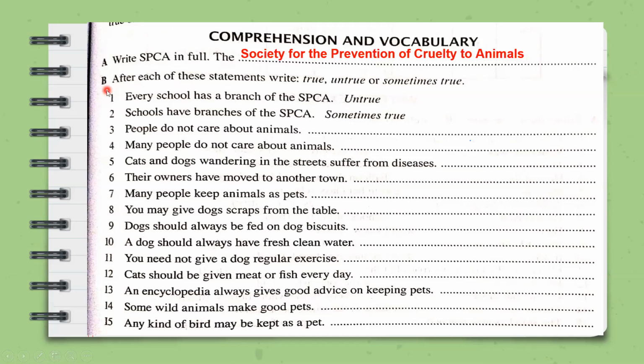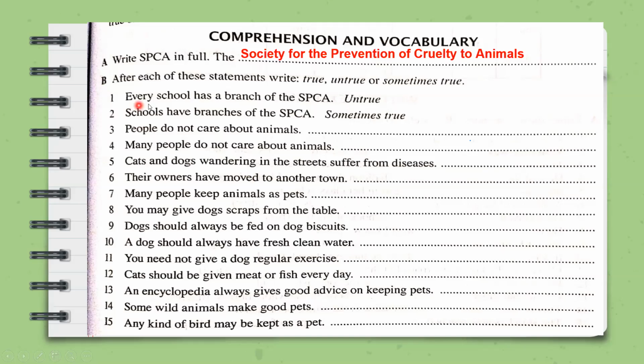Now, second, exercise B. After each of these statements, write true, untrue, or sometimes true. Dear students, we have been given sentences from the lesson. What we have to do is write true or untrue. If it is true, we will write true. If it is untrue, we will write untrue. If it is both true and untrue, then we will write sometimes true. So let's solve this exercise.